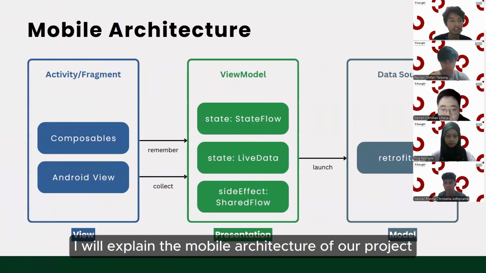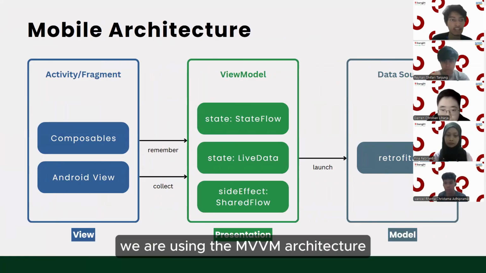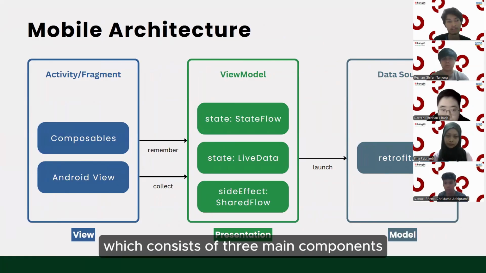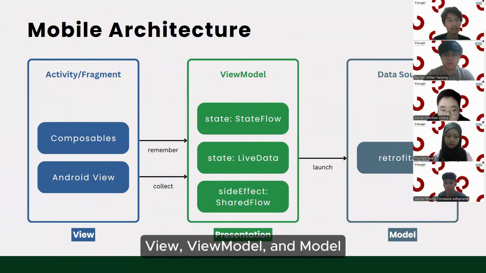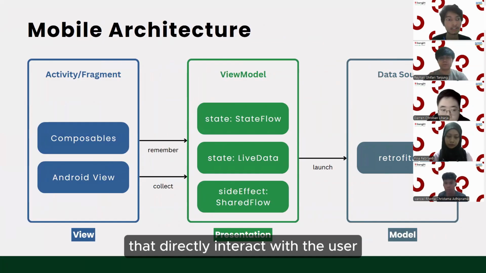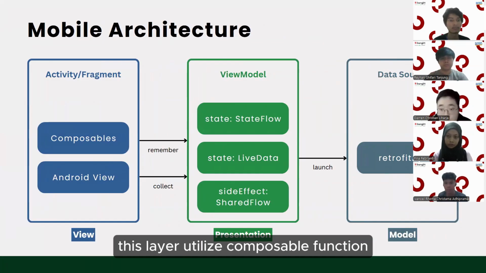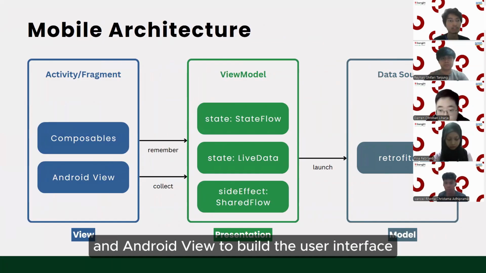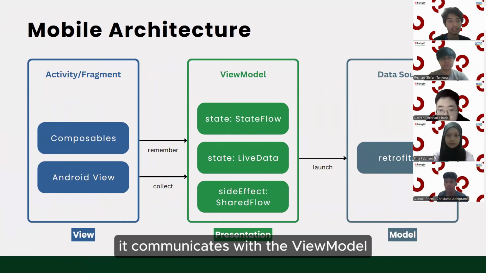I will explain the mobile architecture of our project. We are using the MVVM architecture, which consists of three main components: view, view model, and model. The view includes activities or fragments that directly interact with the user. This layer utilizes composable functions and Android views to build the user interface. It communicates with the view model to manage state and handle side effects.